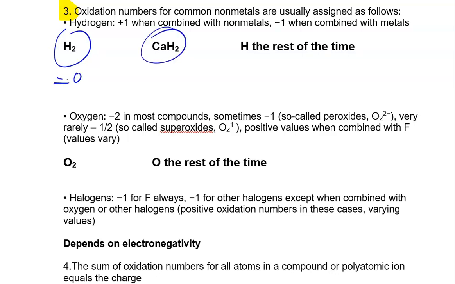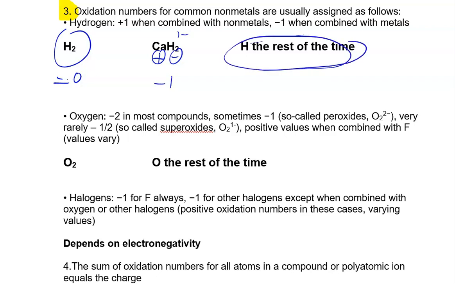This is what I tell my students is a zebra. It's an odd thing. It doesn't happen very often. If you have an ionic compound, it typically goes plus and then minus, and in this case, it is minus and then plus, and therefore the hydrogen is a hydride, or a 1- charge, and therefore a -1 oxidation state. However, hydrogen the rest of the time is going to be a +1. Whenever you see it in a hydrocarbon, it's a +1. Water is a +1. If it's in a polyatomic ion, it's a +1. So it's almost always +1, and we'll need that information to figure out some other things.